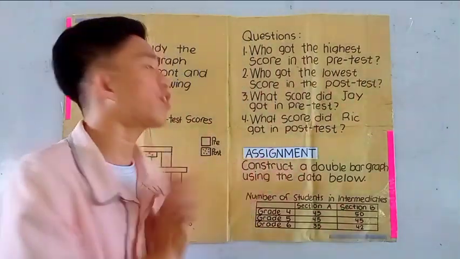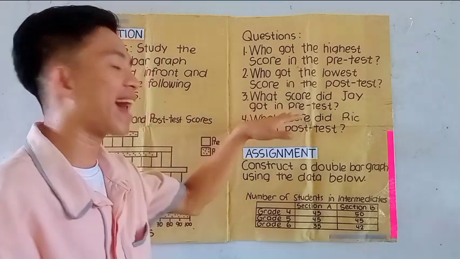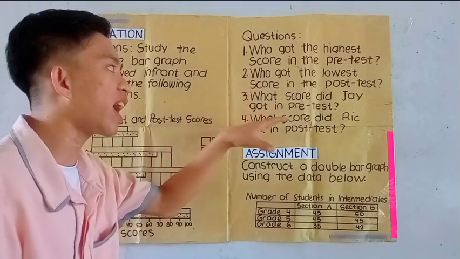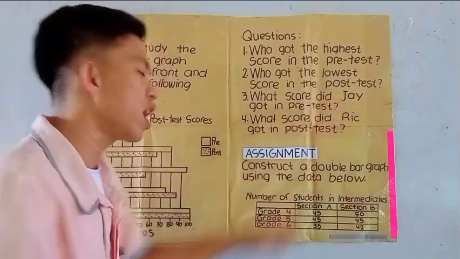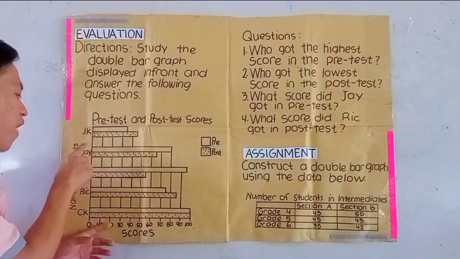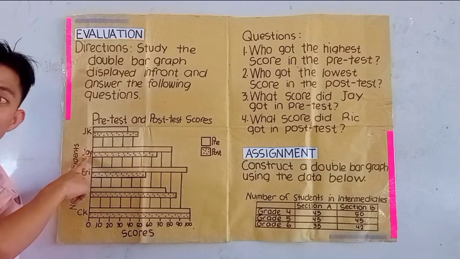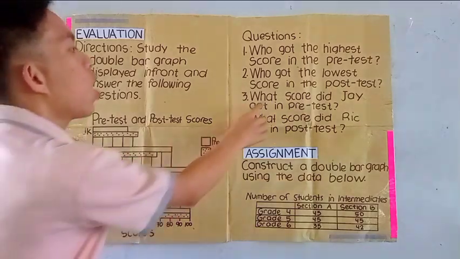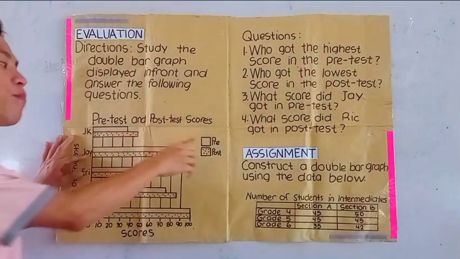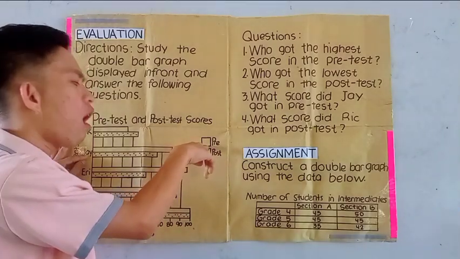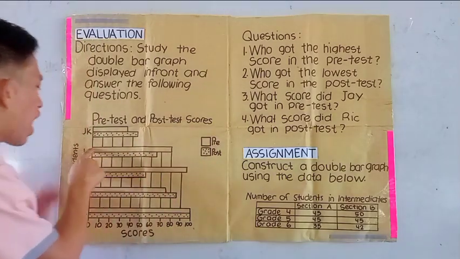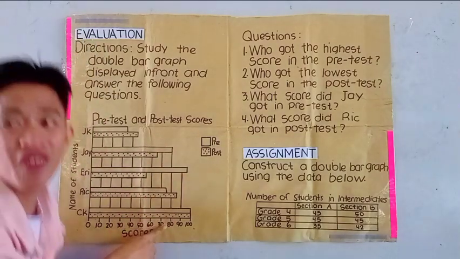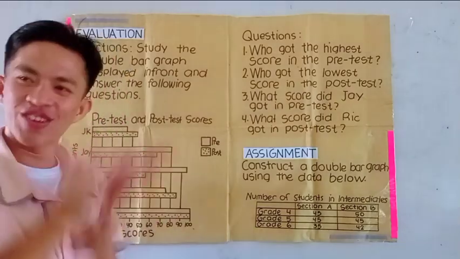Question number 3. What score did Jay get in the pre-test? The first thing you're going to do is to identify the name. We have the given name Jay. So look at the double bar graph and find the name Jay. Do you see it? Jay is in the second row. The question is, what score did Jay get in the pretest? Pretest refers to the rectangle without dots. Jay and the rectangle without dots. What score did he get? Correct, it is 80. Very good.